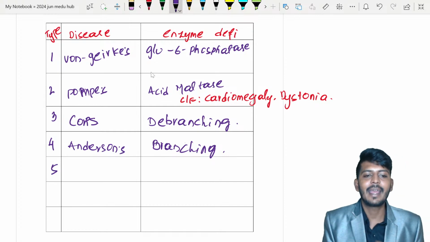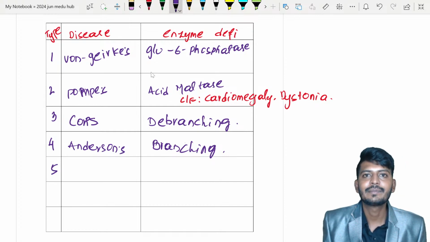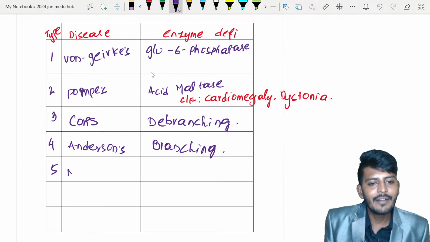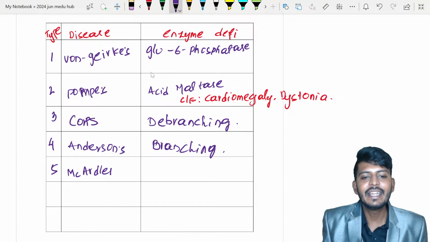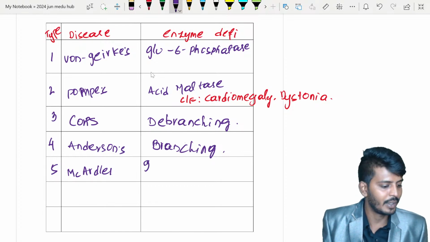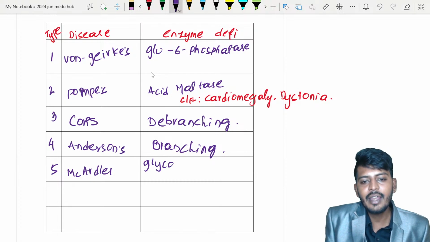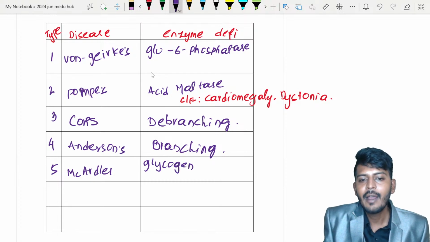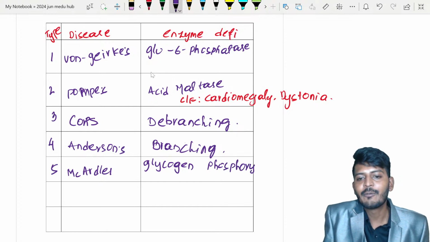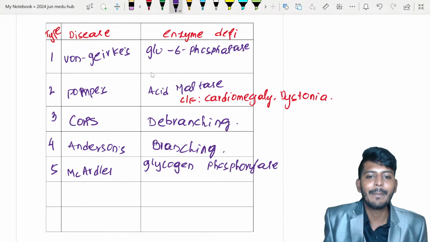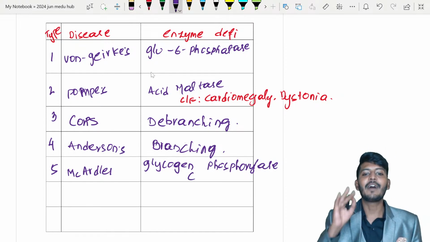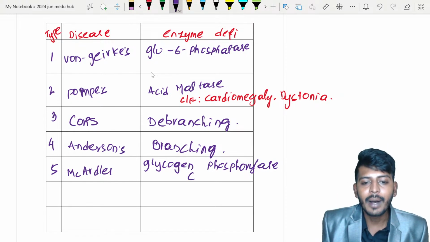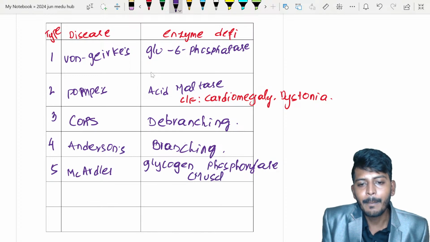Type 5. Yes, type 5. Tell me. Type 5 is McArdle's disease. It is due to glycogen phosphorylase deficiency. Phosphorylase, but not the hepatic one in McArdle's. Please remember, for McArdle's, it is muscle phosphorylase in the muscle.